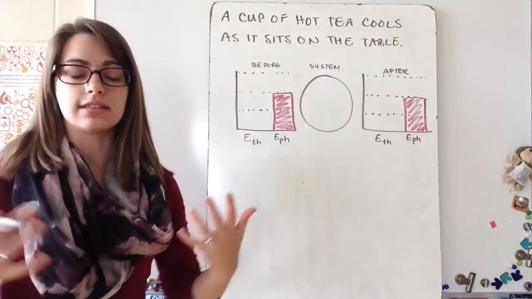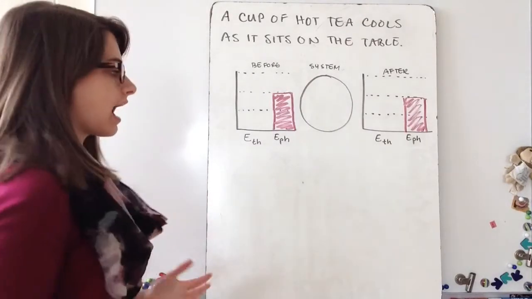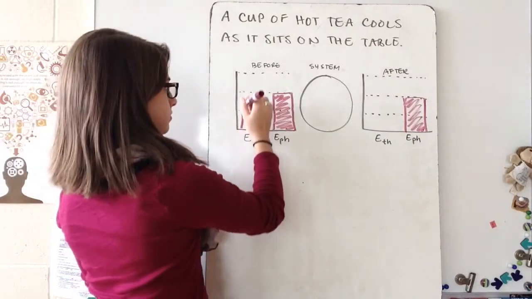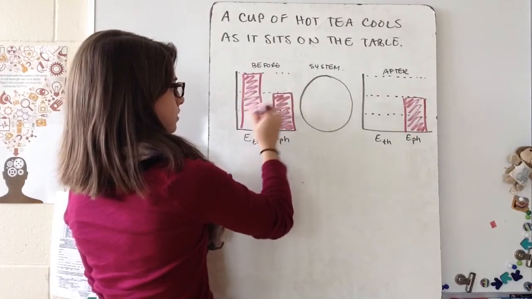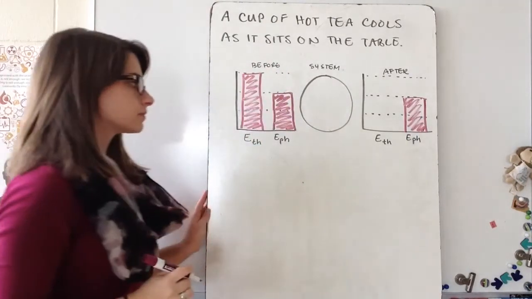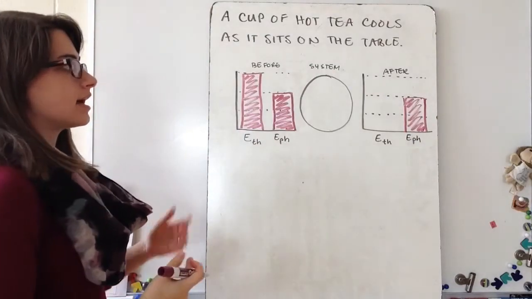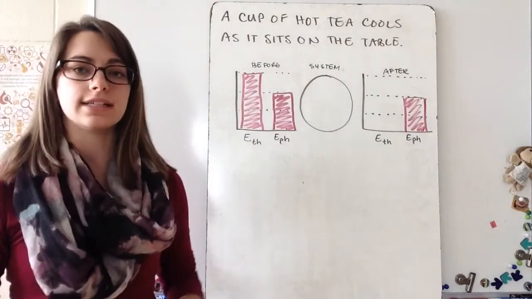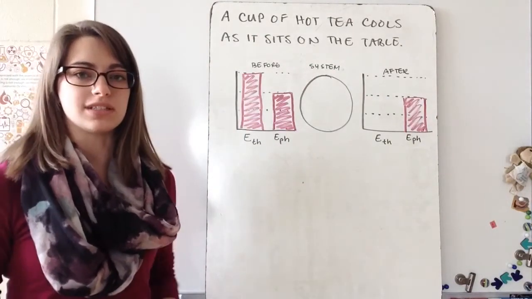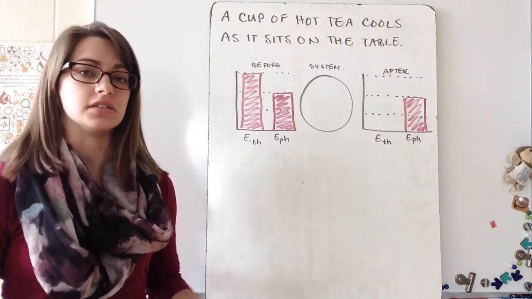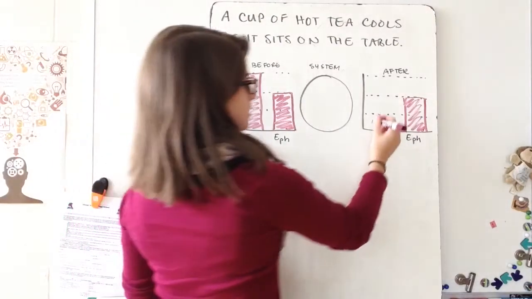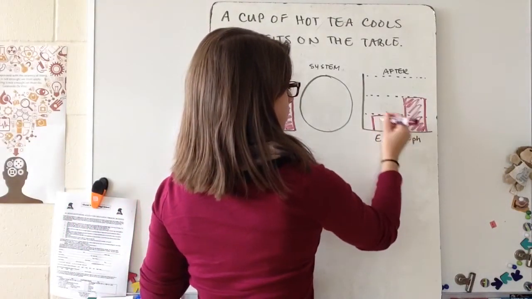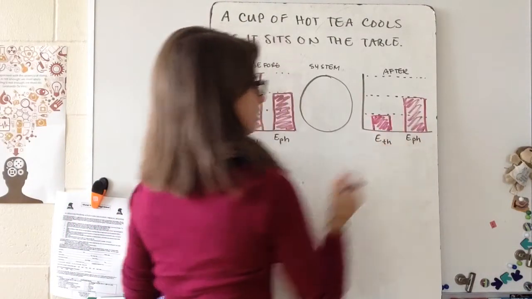Now, in the before picture, it's hot. Since the tea is hot, that means it has a high amount of thermal energy. So I'm going to draw lots of thermal energy. And then our situation says that it cools as it sits on the table. Let's assume it sits there for a long time, and it is very cold by the time that you actually get around to drinking it.